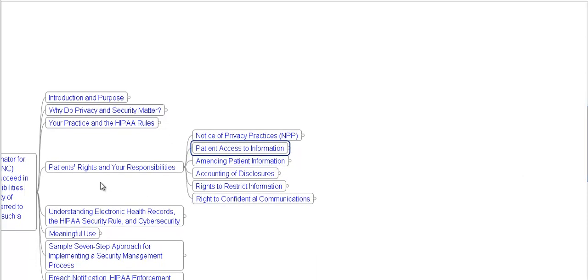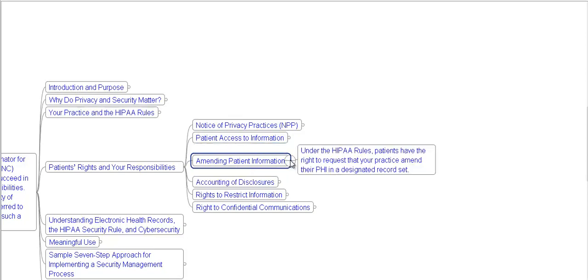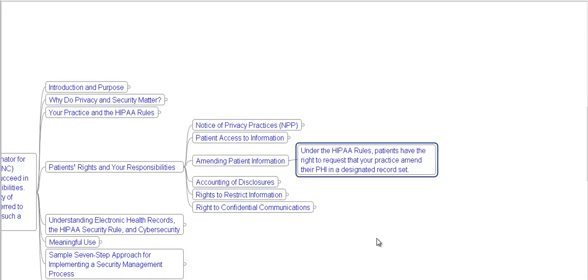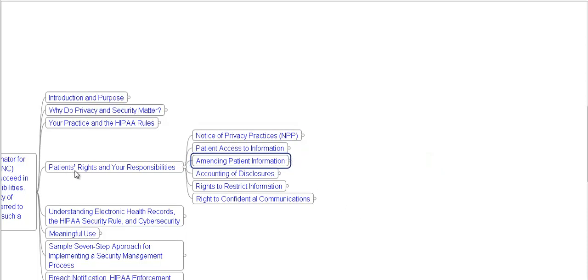Next, patient rights and your responsibility. Amendment of patient information. Under HIPAA rules, patients have the right to request that your practice amend their protected health information in a designated record set. Okay. Next, patient rights and your responsibility. Accounting of disclosures.